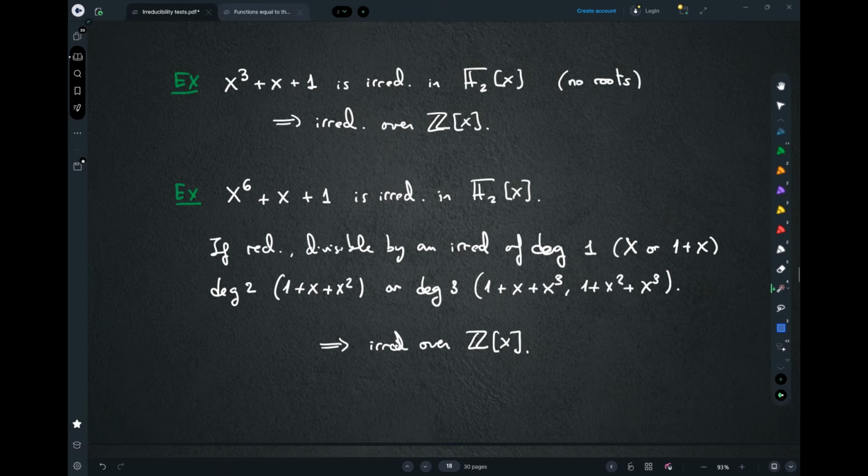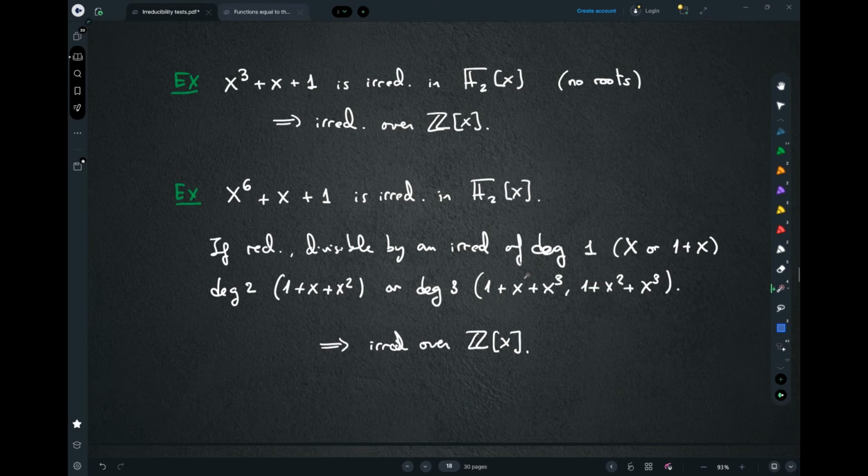This is degree 6, so just checking roots is not enough. But if I want to prove the irreducibility over the integers, I can check irreducibility modulo 2, because there are only very few irreducible polynomials that could divide this polynomial. If there is a non-trivial factorization, it has to have factors of degree 1, 2, or 3.